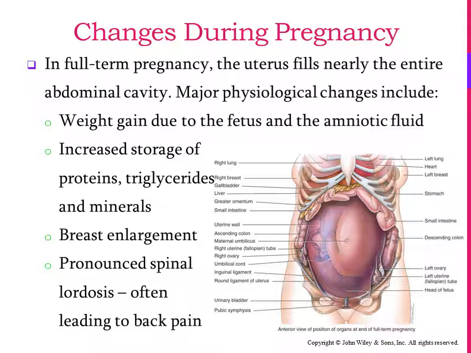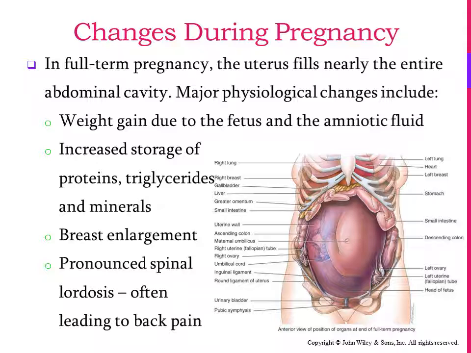In a full-term pregnancy, the uterus will grow to nearly fill the entire abdominal cavity. In doing so, it will displace the other abdominal pelvic organs, such as the intestine. The bladder definitely will be affected. Weight gain occurs due to the growth of the fetus and supporting structures, including the amniotic fluid.